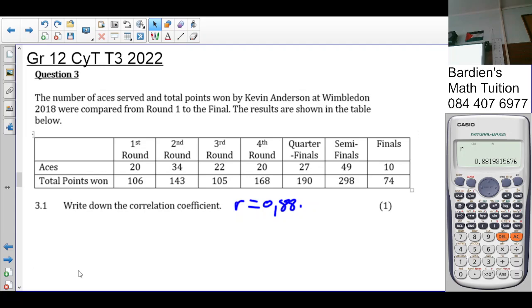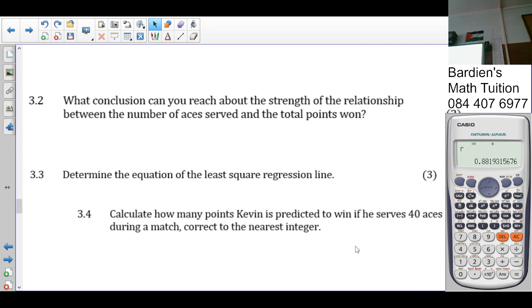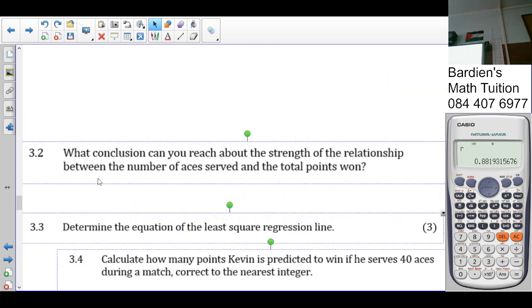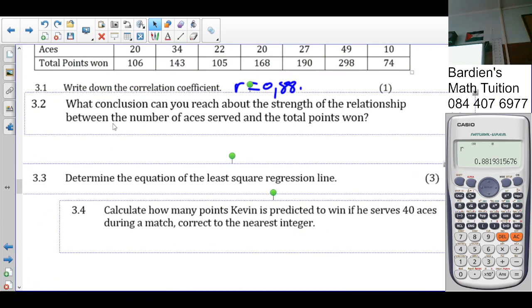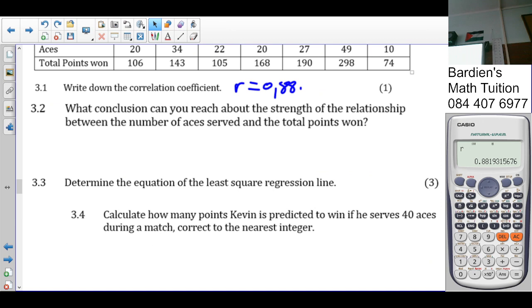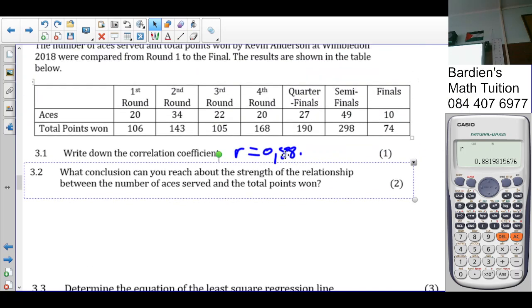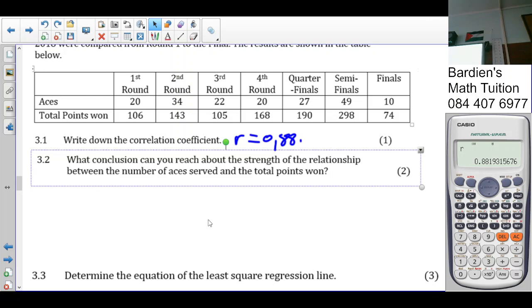Okay. Then the next question says 3.2. Here they say, what conclusion can you reach about the strength of the relationship between the number of aces served and the total points won? So here you're saying, remember that scale I gave you. Remember that scale I gave you?